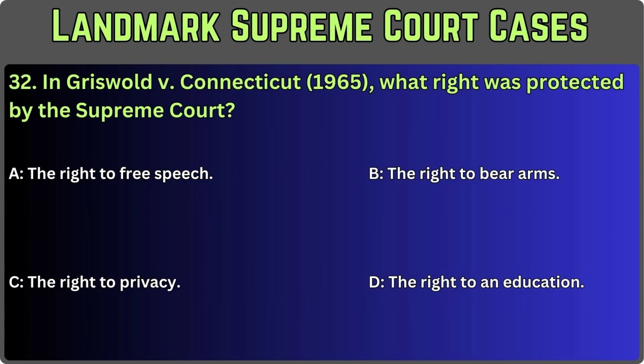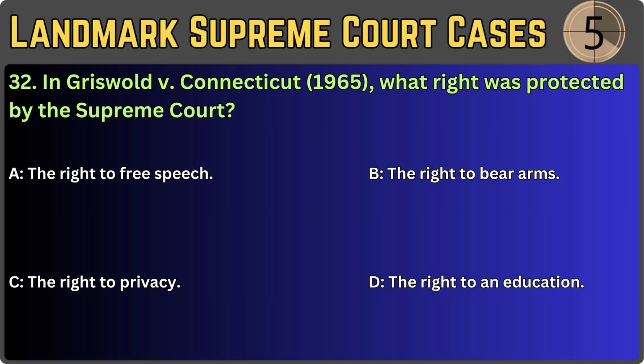32. In Griswold v. Connecticut, 1965, what right was protected by the Supreme Court? A. The right to free speech. B. The right to bear arms. C. The right to privacy. D. The right to an education.